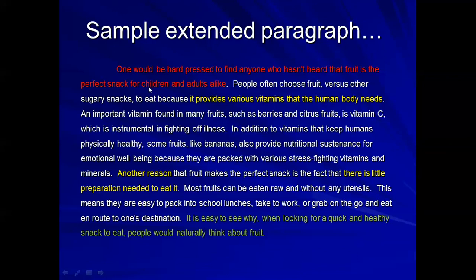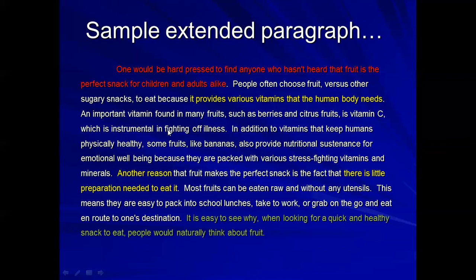So we're going to start with our topic sentence. "One would be hard-pressed to find anyone who hasn't heard that fruit is the perfect snack for children and adults alike." Now I have to get to my first detail. "People often choose fruit versus other sugary snacks to eat because it provides various vitamins that the human body needs." Well, there you go. Here's my first detail supporting this. Now I'm going to elaborate on that. I'm going to give some examples. "An important vitamin found in many fruits, such as berries and citrus fruits, is vitamin C, which is instrumental in fighting off illness."